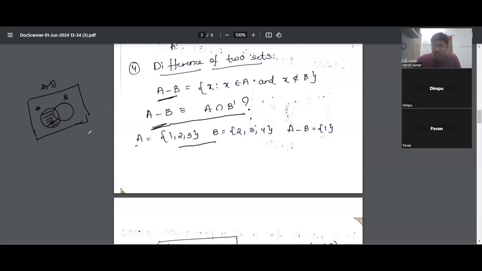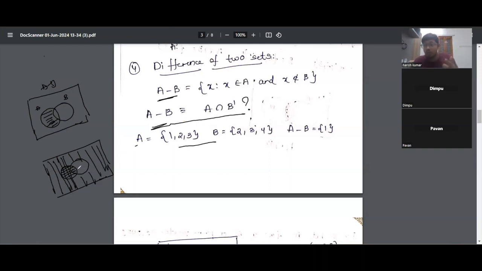Now let's try to find what A intersection B complement is. A is here, B is here. A is this entire thing. Now what is B complement? B complement is everything except B. That means this part, this part and this part will come, but this part will not come.